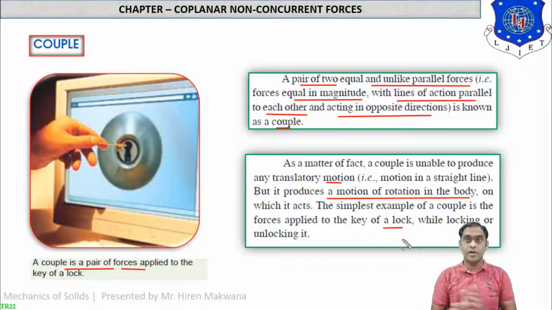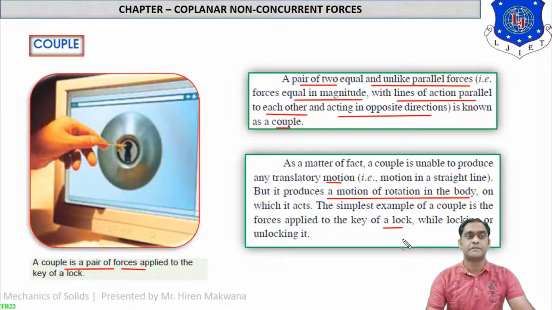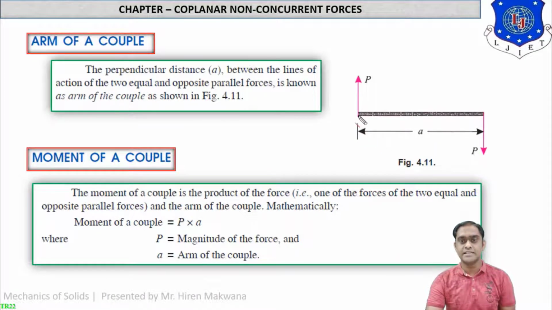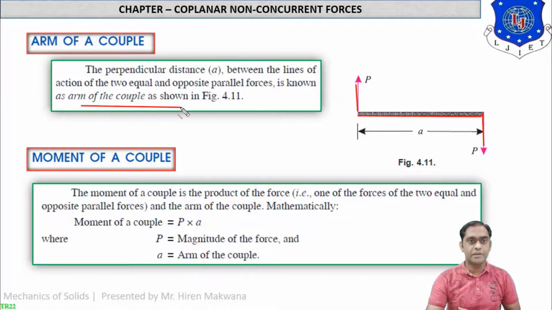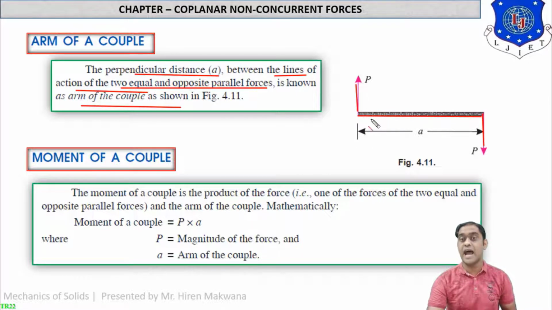Okay, let us go ahead and discuss it in detail. So what is the arm of a couple? You can see this is a rod. At the ends of the rod, the forces are equal, opposite and parallel. This is the force P, and this is also force P. Both are parallel to each other but in opposite directions, having the same value P. And the distance between these two forces is small a. The arm of the couple is the length between two equal and opposite parallel forces. Means the perpendicular distance a between the lines of action of the two equal and parallel forces is known as the arm of a couple. So this value a is known as the arm of a couple.